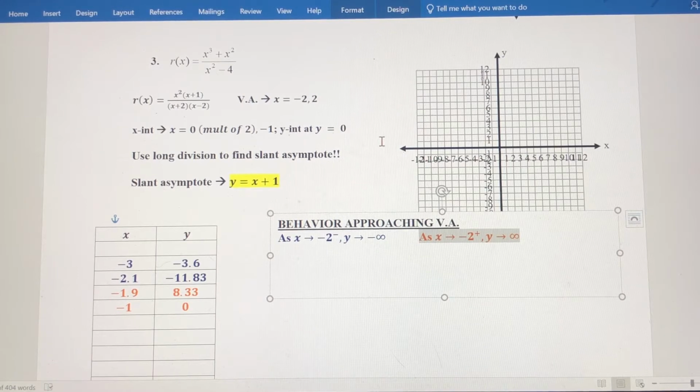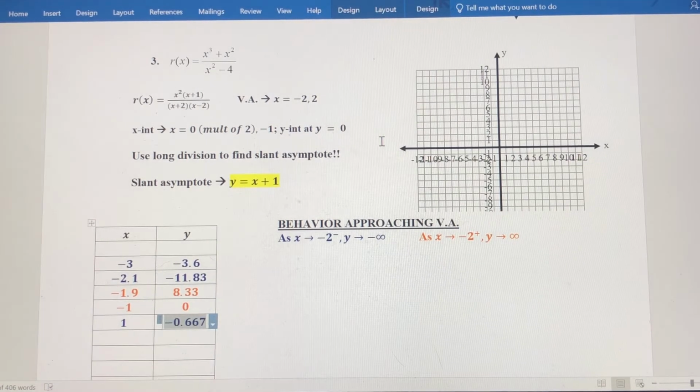Now our second vertical asymptote is at x equals 2. So let's approach 2 from the left. So I'm going to plug in 1, and I get -2/3, okay? Let's get a little closer to that 2.